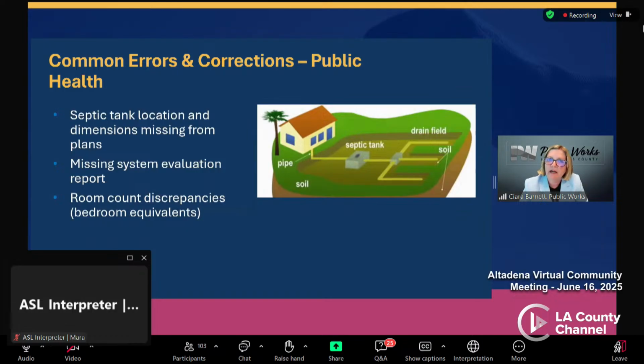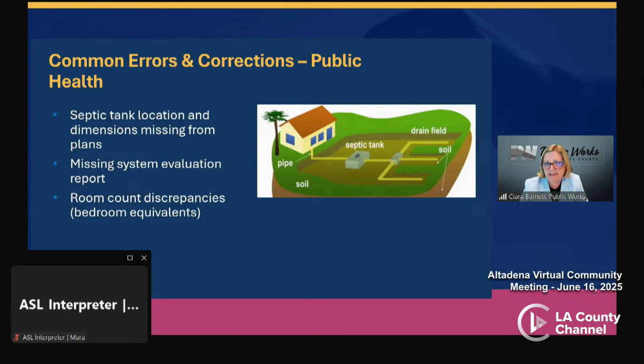So for properties on a private septic system, you must show the location of the septic system and the distance from the proposed structures to the septic system, including any drain fields or future leach lines. Public Health must review an up-to-date system evaluation report to ensure the septic system still functions properly.